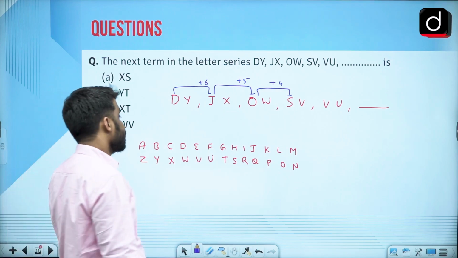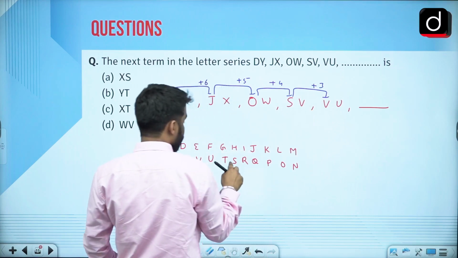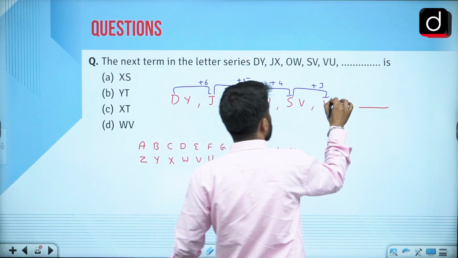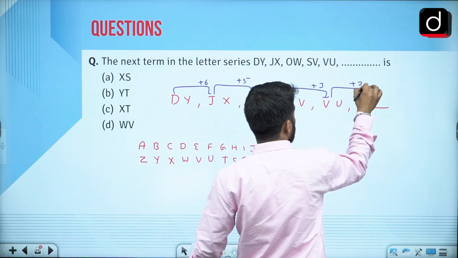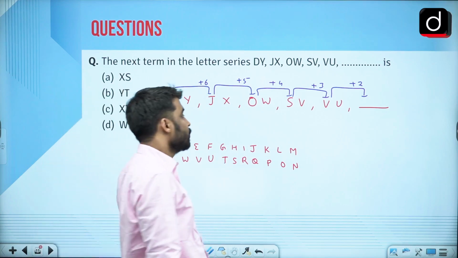Now let's see whether the next gap was plus 3 or not. From S to V, 1, 2, 3. Sorry, it was plus 3. So the next gap should be plus 2. Plus 2, 1, 2. Sorry, it would be X.